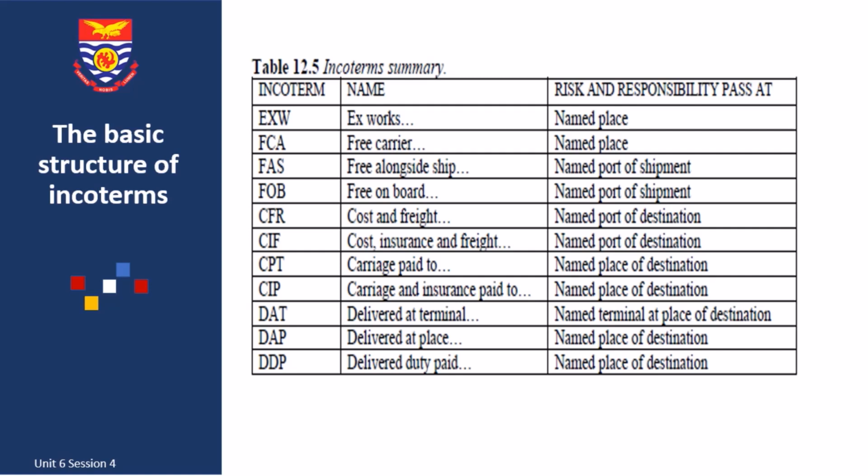So in summary, these are the Incoterms. We have 11 terms in total: 3 F terms, 1 E term, 4 C terms, and 3 D terms, which gives us a total of 11 Incoterms.